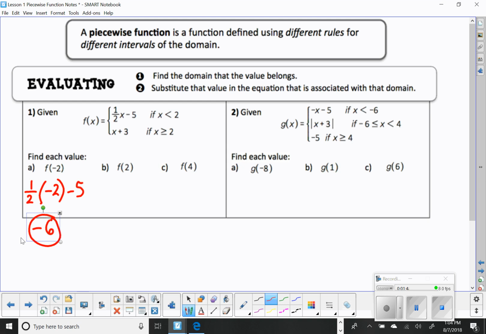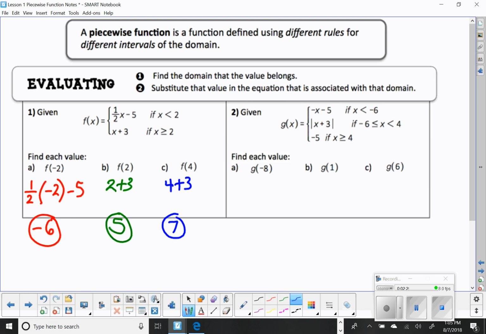That's my answer. F of 2. Well, is 2 less than 2? No. Is it greater than or equal to 2? Yes. So I'm going to use this function. So I'm going to put in 2 plus 3. And my result here is 5. F of 4. Is 4 less than 2? No. Is 4 greater than or equal to 2? Yes. So I'm going to use the second piece. I'll replace the x with the 4, add 3, and my answer is 7.